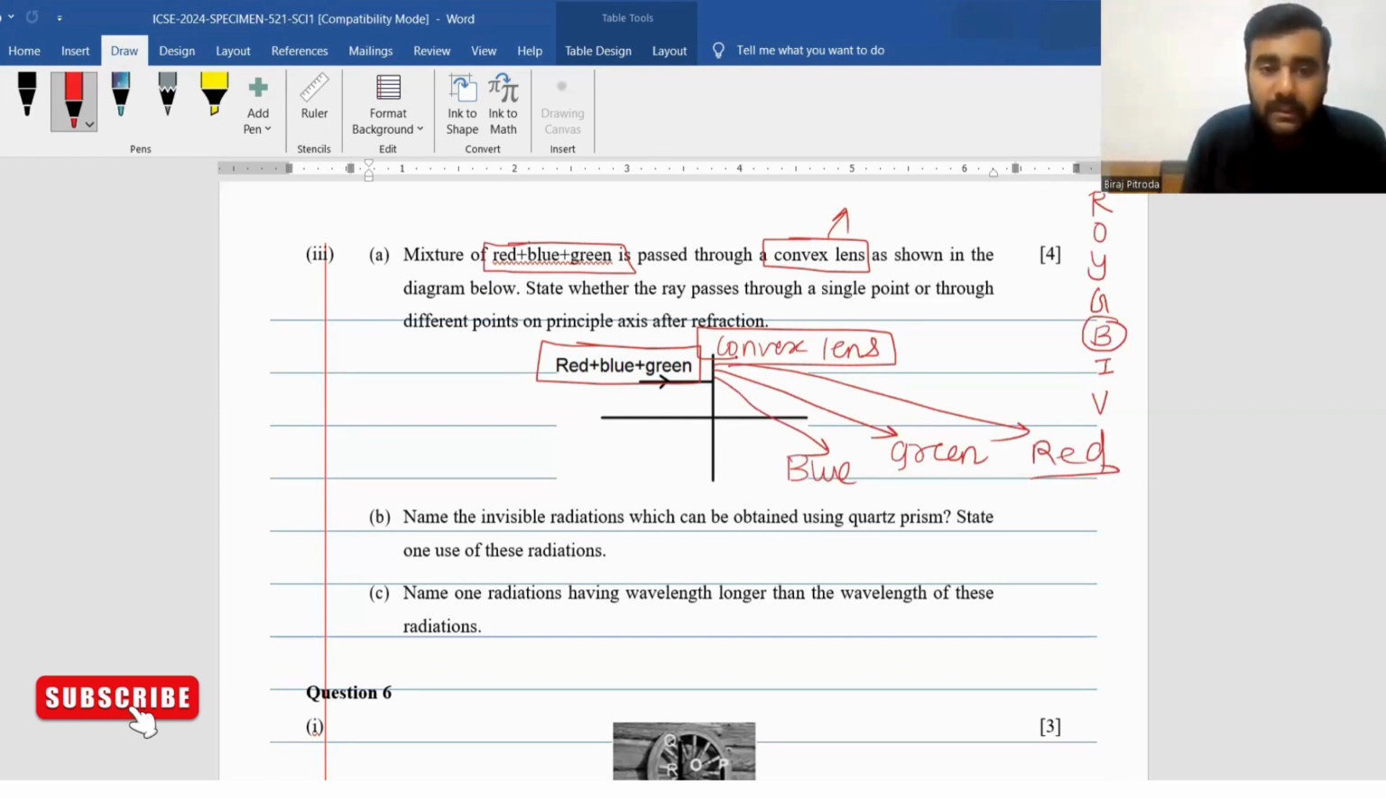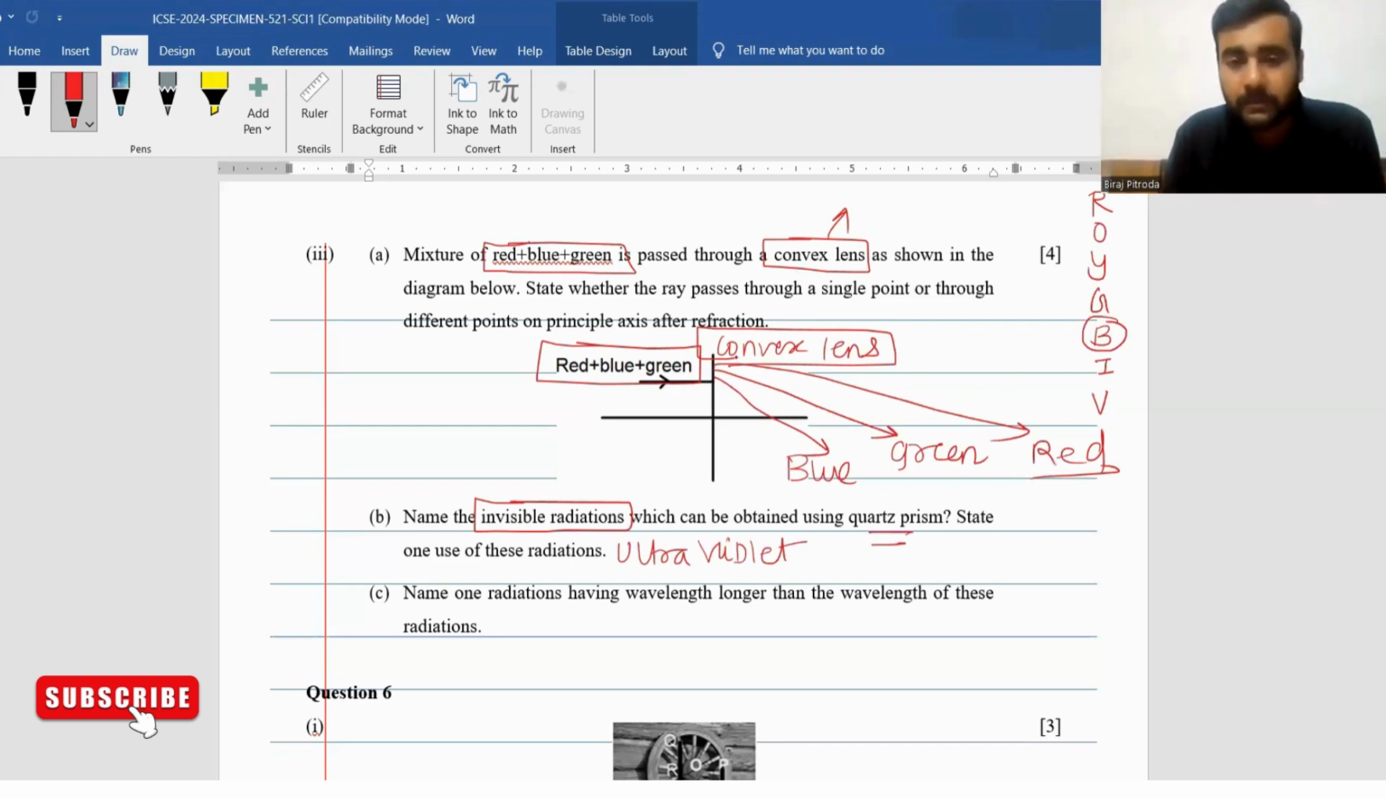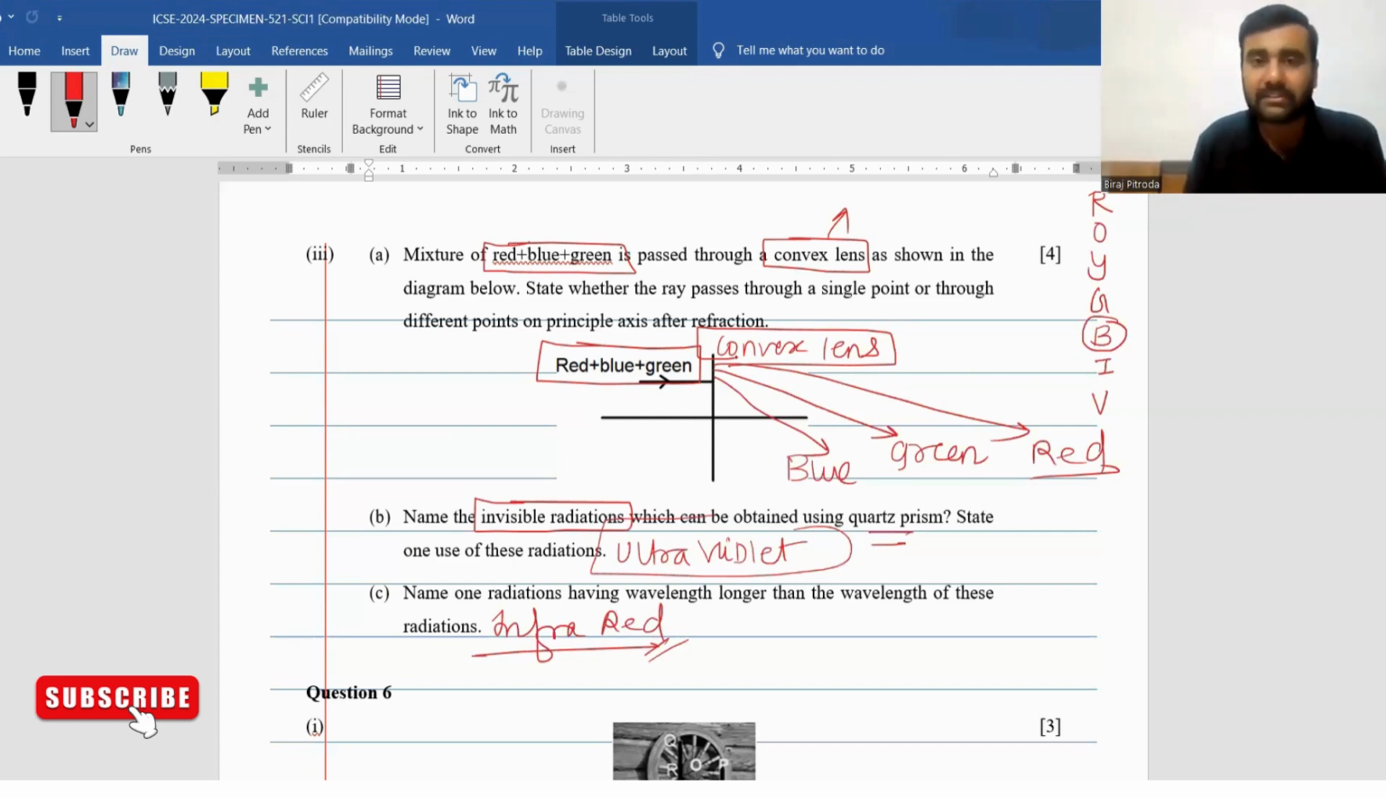Next question. Name the invisible radiation which can be obtained by a quartz prism. The radiation which can be easily obtained by quartz is ultraviolet radiation. Point to remember: ultraviolet radiation could be obtained by a quartz prism. Name one radiation having wavelength longer than the wavelength of ultraviolet. It is infrared. The one whose wavelength is greater than ultraviolet is infrared.